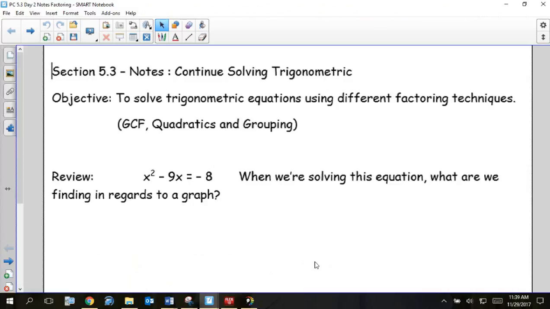So the second set of notes. Second set of notes, we've got x squared minus 9x equals negative 8. And if you were asked to solve that, what would you do first? We did it on our assignment that we just graded today. What would you do first?